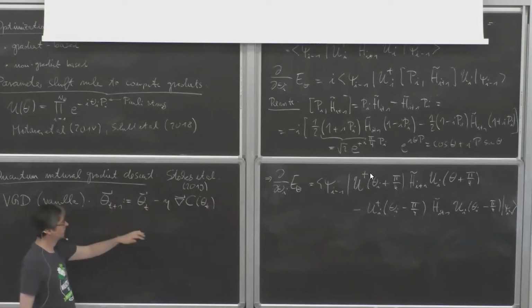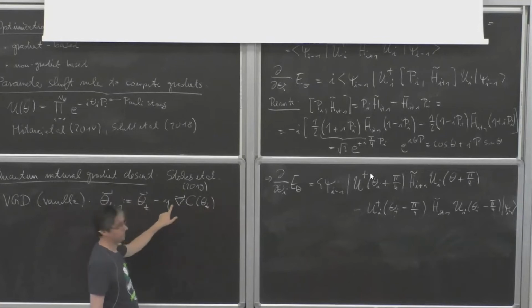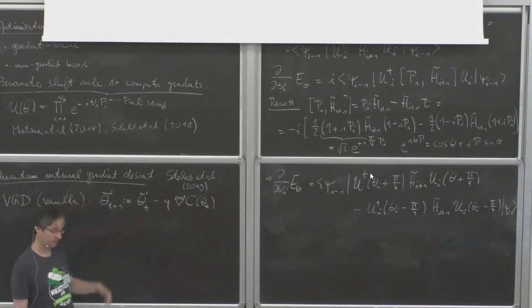So you can compute the gradient of the cost function for these variational parameters at optimization step t. You fix a step size, which is a hyperparameter that you can also vary during the optimization. So you're saying walk in that direction with that step size, and these are my new parameters. Okay, this is vanilla gradient descent.